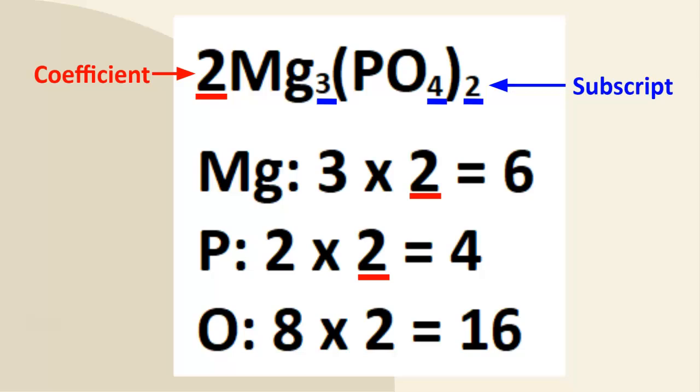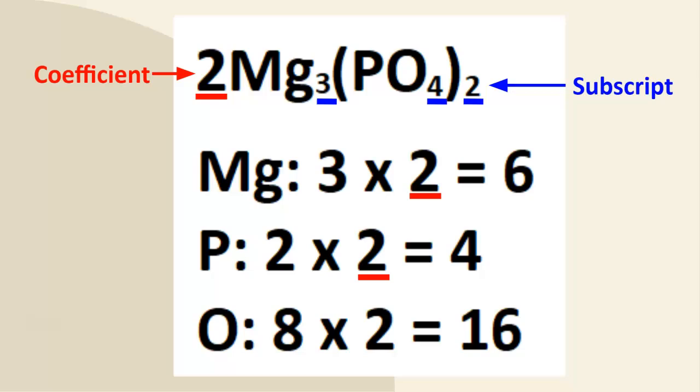However, when you have parentheses, you have to take the number on the outside of the parentheses and apply it to all of the elements inside the parentheses. So for example, P does not have a number next to it, meaning that there's only one phosphorus. But since we have to multiply that by 2 because of the 2 outside of the parentheses, there are 2 phosphoruses. There are 4 oxygens, but again, the 2 is also going to apply to the oxygen. So 4 times 2 gives us 8 oxygens.